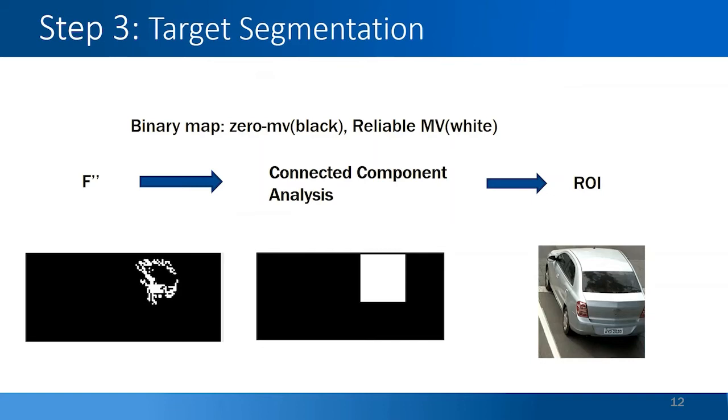Step 3 is target segmentation. A binary map is constructed to isolate vehicles from the background. Reliable MVs are set to white in the map, like this. FSE-MV performs morphological filtering on the vehicle mask to remove voids or gaps, and then uses connected component analysis to get the ROI, like this.